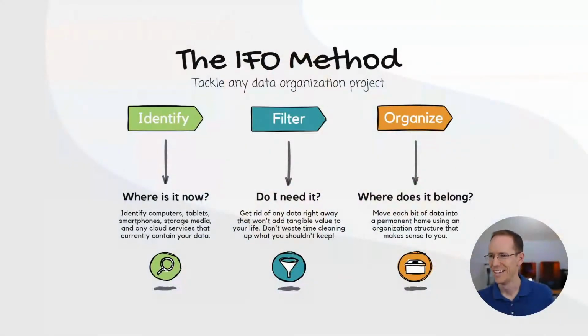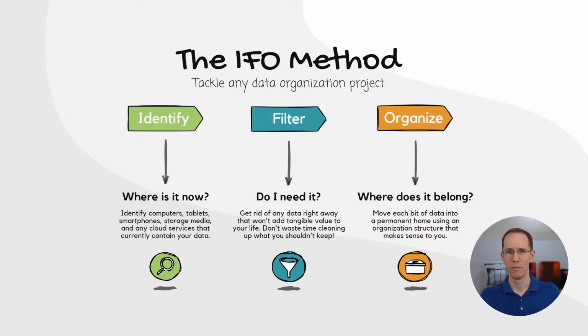So 3 things. Like I said, the IFO method. Let me switch over here really quick. There's the right button. There it is. So the IFO method is made up of 3 steps. IFO is an acronym. You can see it right there on the screen. It stands for identify, filter, organize.